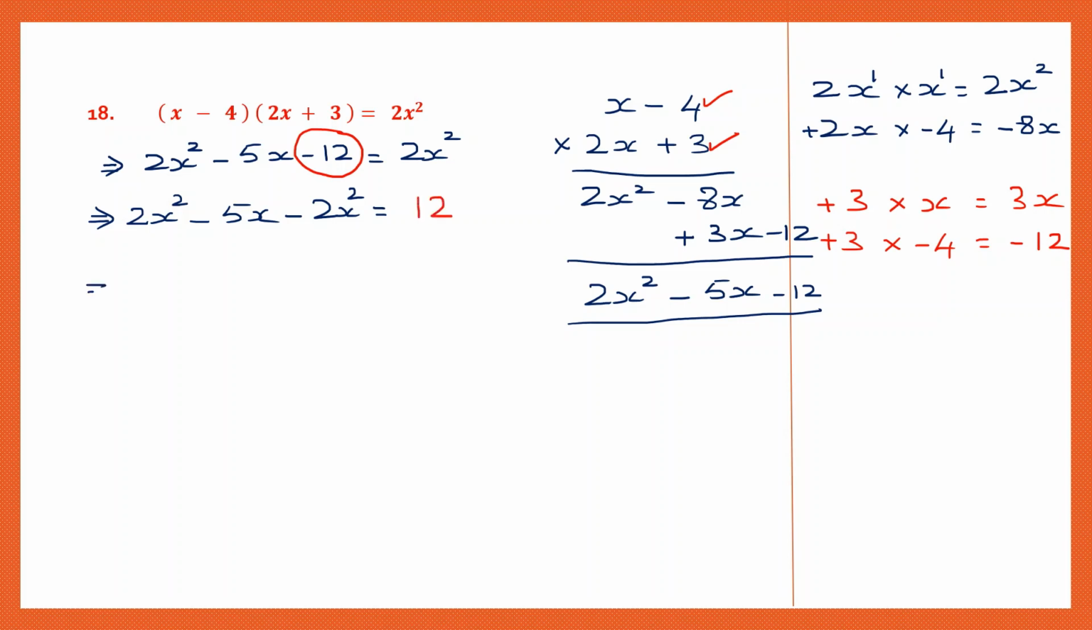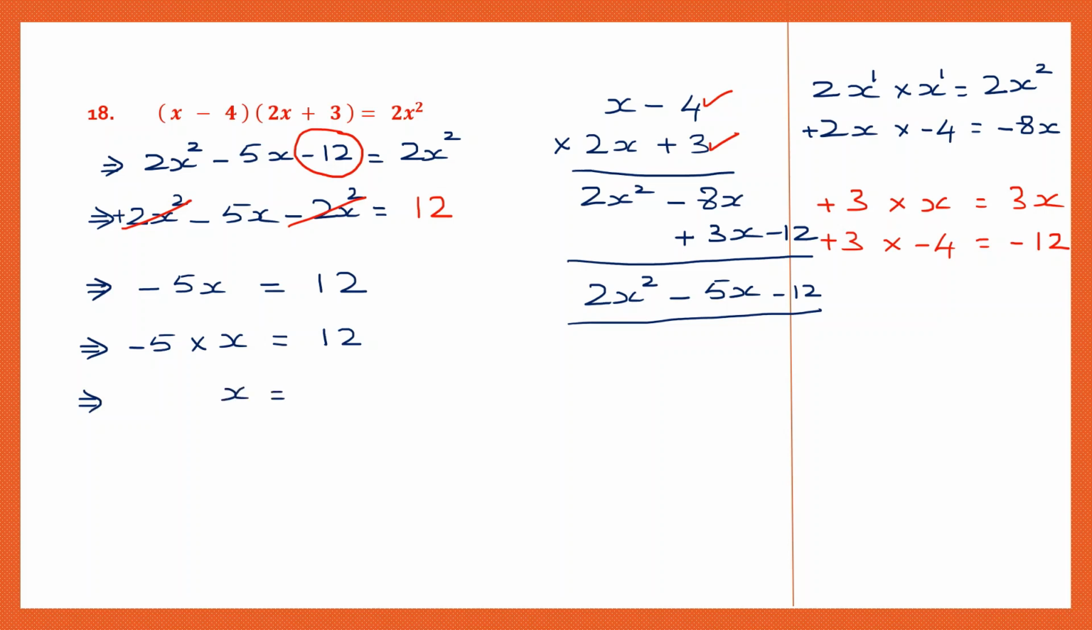So here what do we have? Now let's solve this. Now we have 2x squared which has a plus sign and minus 2x squared. 2x squared minus 2x squared will get cancelled because of the opposite signs. So that is 0. So what are we left with? We have minus 5x is equal to 12. So that means minus 5 into x is equal to 12. So we need to solve for x.